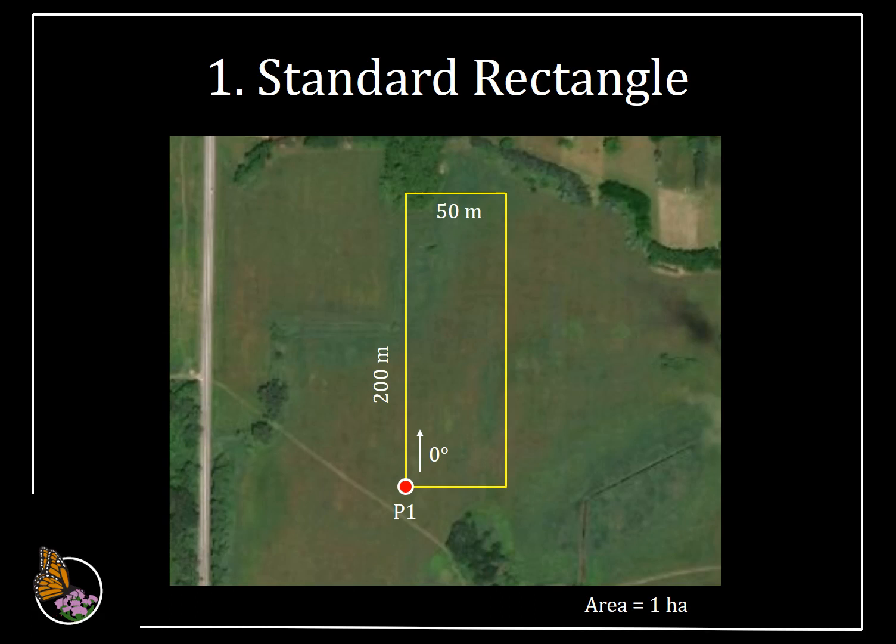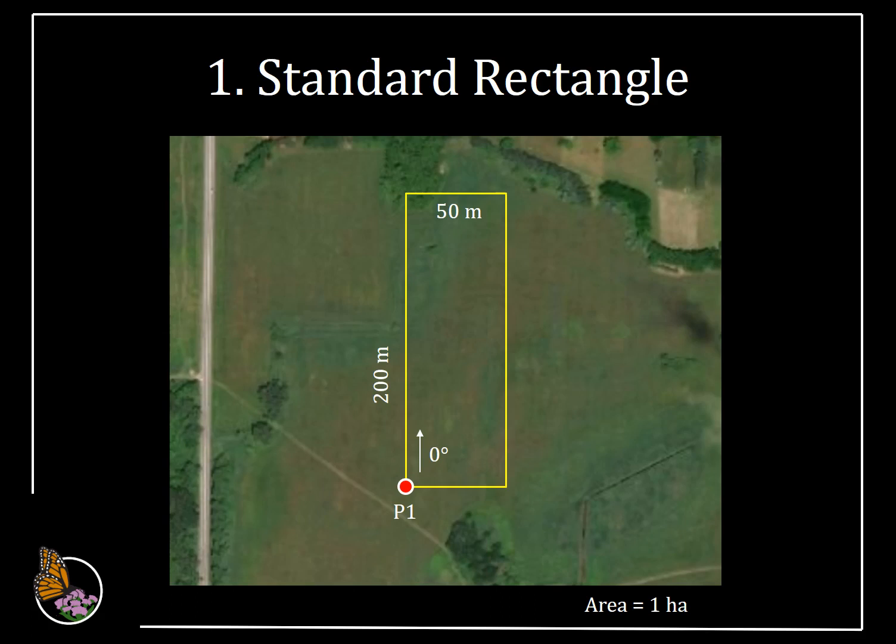The preferred monitoring plot design is a standard rectangle that measures 200 meters by 50 meters for a total size of 1 hectare. 1 hectare equals about 2.5 acres, which is about the size of 2 football fields. The monitoring plot will be anchored on the GPS coordinates you selected in the Site Selection section.